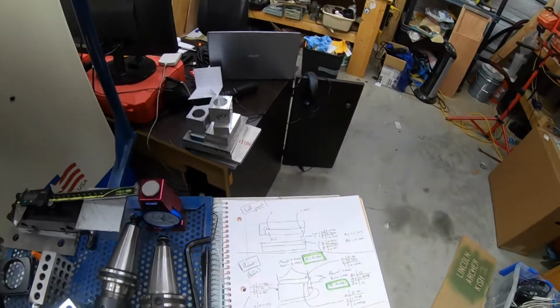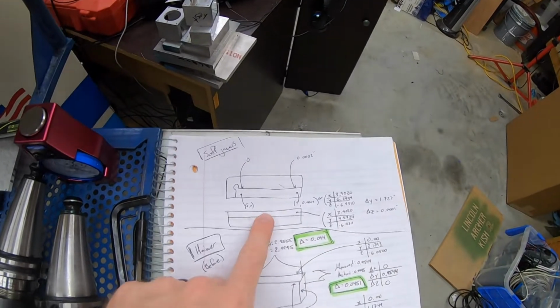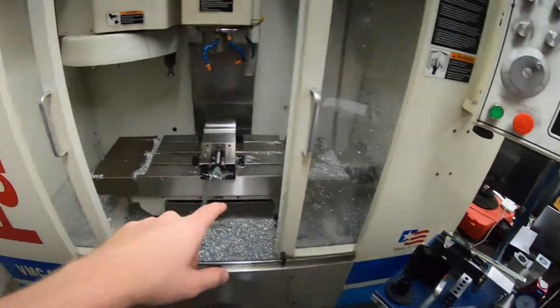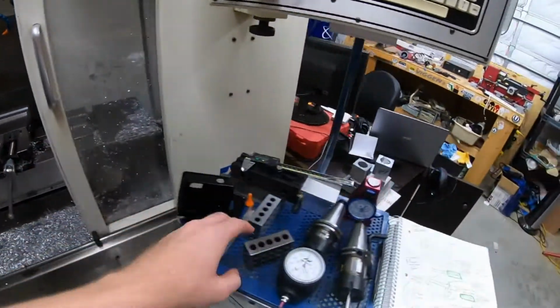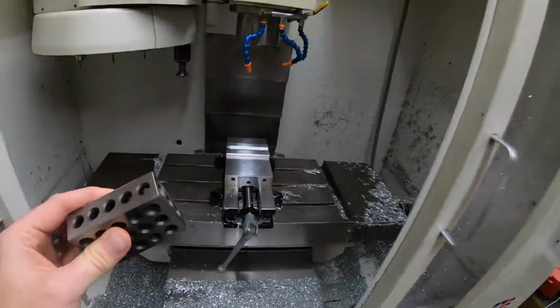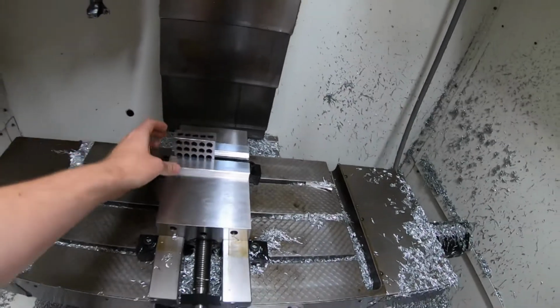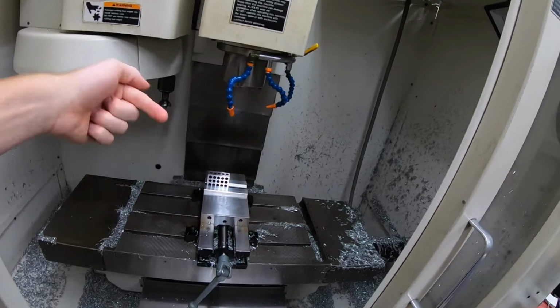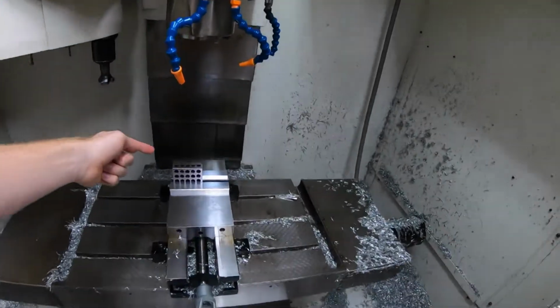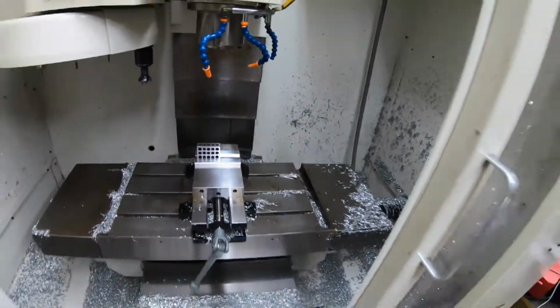So if you watched the last video, you saw that I went over my soft jaws, these guys, and I had a 1, 2, 3 block, this guy. I had it in here and I was checking the inside corner that way, and then the outside corner of the 1, 2, 3 block.